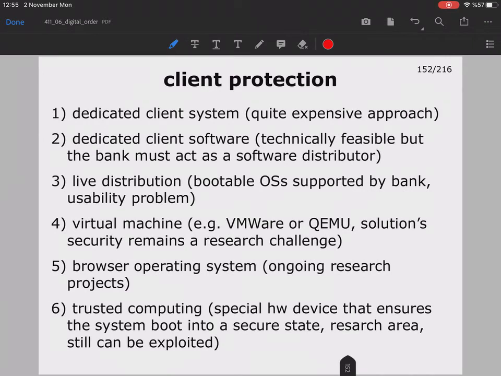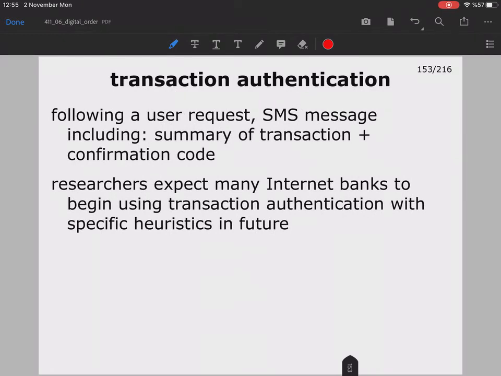And trusted computing is where you use a special hardware device that ensures that the system boots into a secure state. Again, this is a new research area, and it still can be exploited as well. And transaction authentication is like this. Following a user request, an SMS message including a summary of the transaction and confirmation is sent to the user. This is very reliable currently, and researchers expect many internet banks to begin using transaction authentication with specific heuristics as well in future. They're already using this.